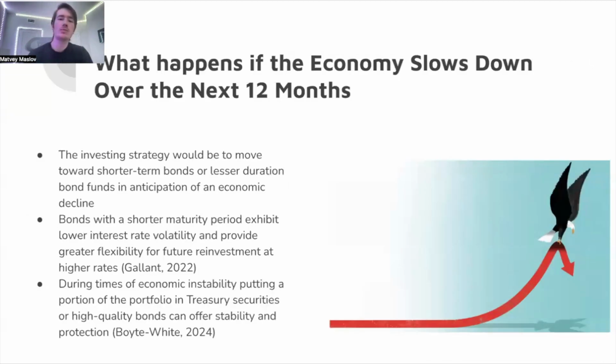And now let's take a look at what happens if the economy slows down over the next 12 months and how investors would react to that. The investing strategy would be to move towards shorter-term bonds or lesser duration bond funds in anticipation of an economic decline, so that you are less susceptible to interest rate fluctuations. Bonds with shorter maturity periods exhibit lower interest rate volatility and provide greater flexibility for future reinvestment at higher rates, as just mentioned. During times of economic instability, putting a portion of the portfolio in treasury securities or high quality bonds can offer stability and protection.